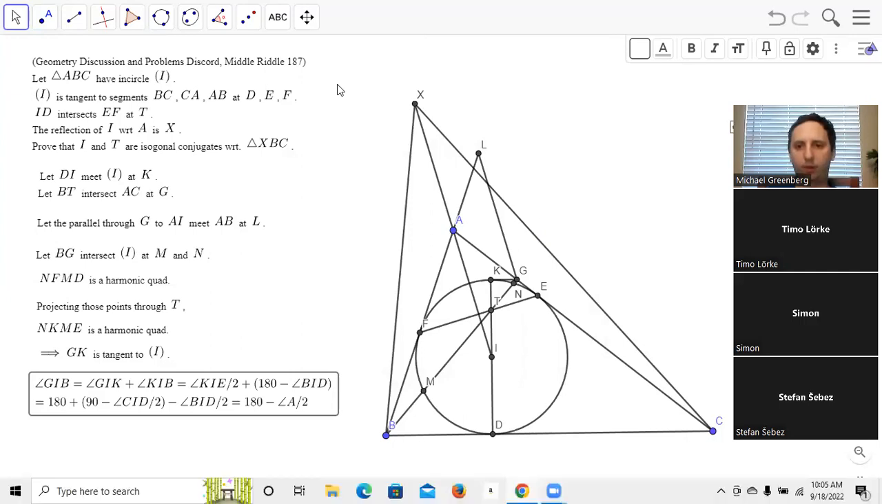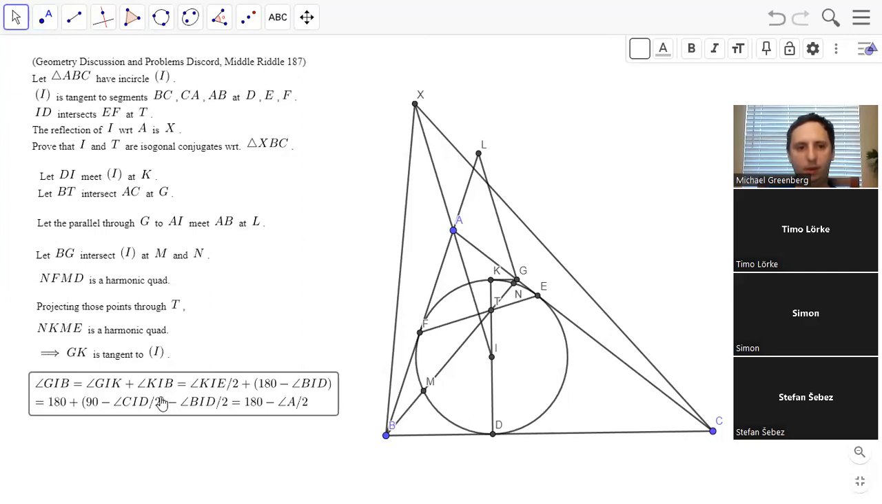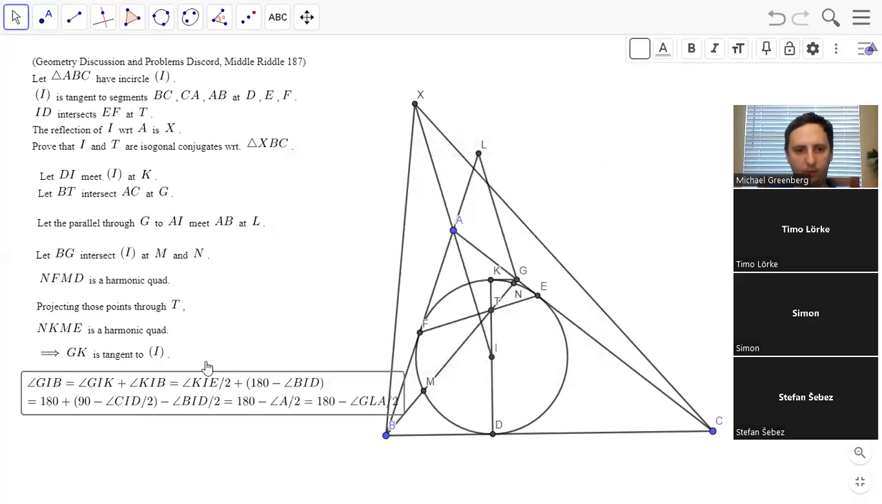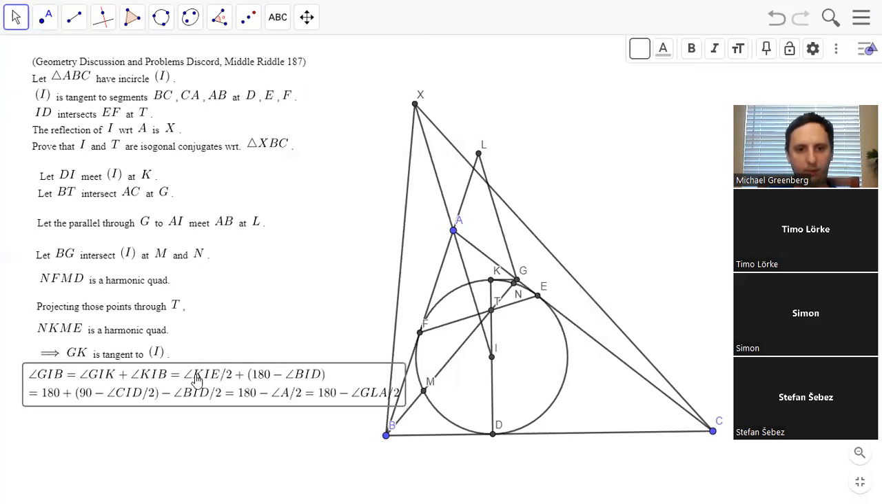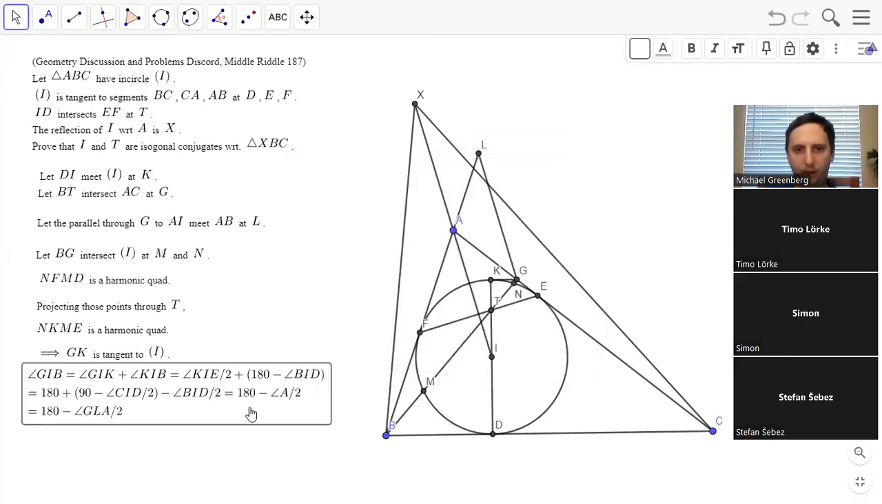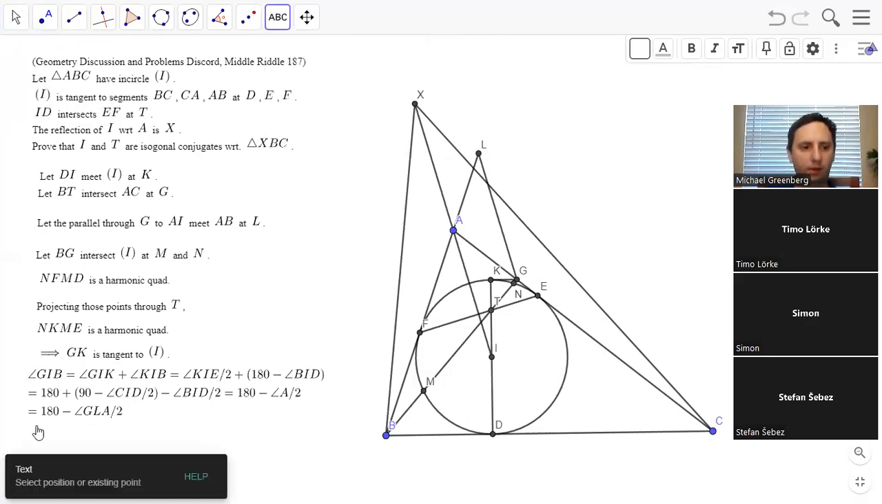So, okay, XBG, okay, so yeah, you just wrote out the final step. So 180 minus A over 2, and that's going to be 180 minus GLA over 2. Okay, so we'll break this into another line. And this means GIBL is cyclic.